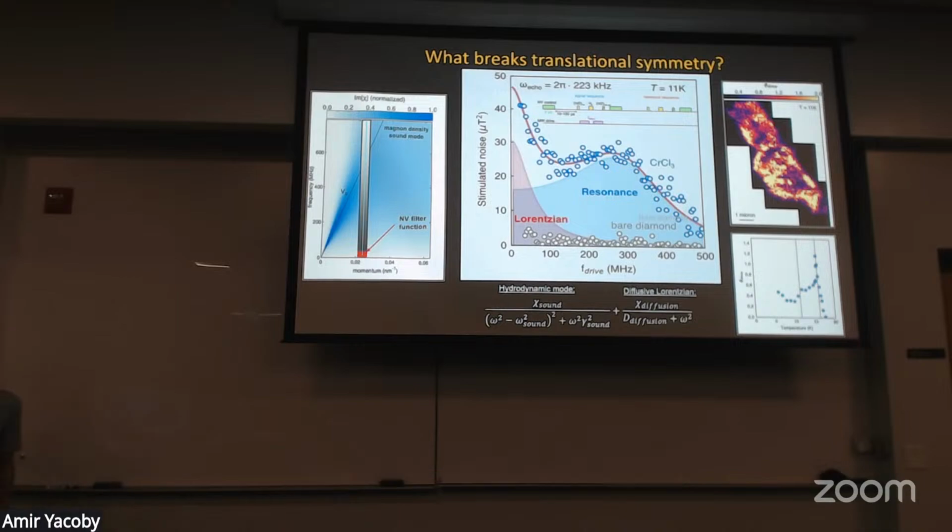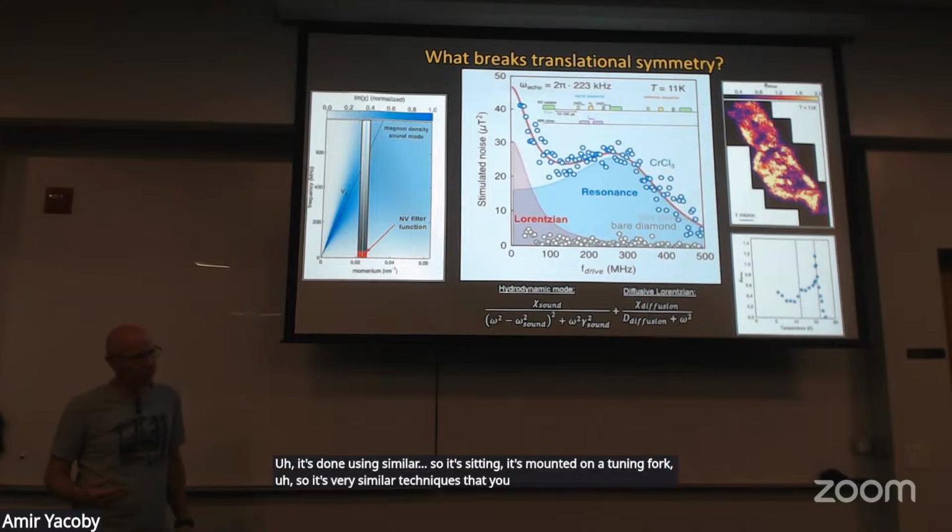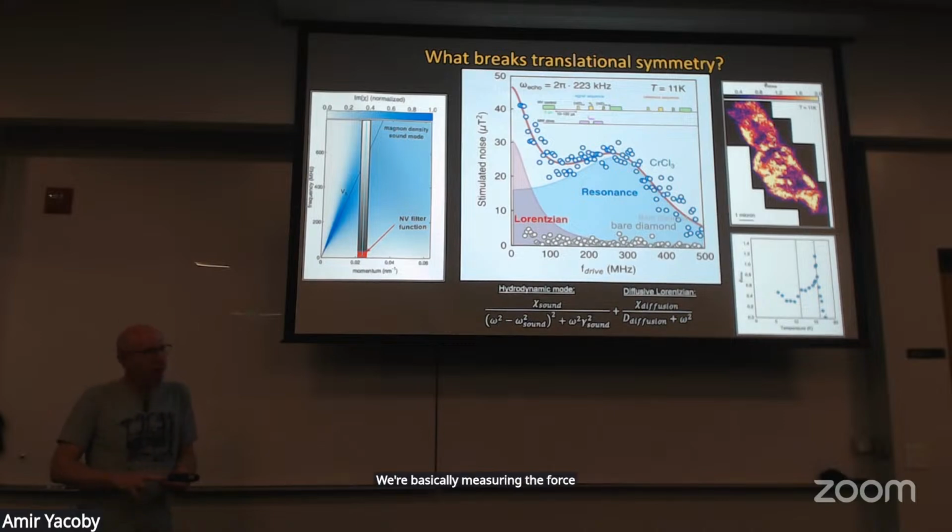How do you park your NV sensor like 15 nanometers away from the sample surface? It's done using similar, so it's mounted on a tuning fork. So it's very similar techniques that you use for atomic force microscopy. We're basically measuring the force between the tip and the sample.